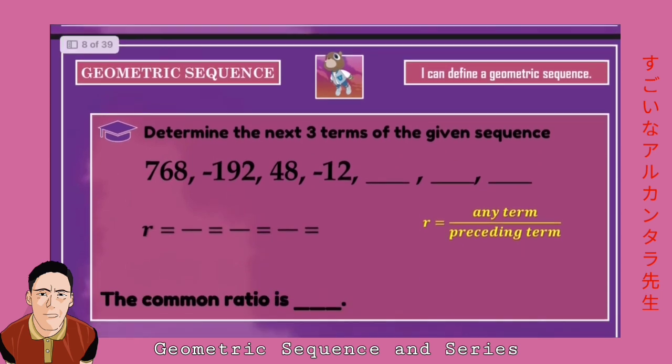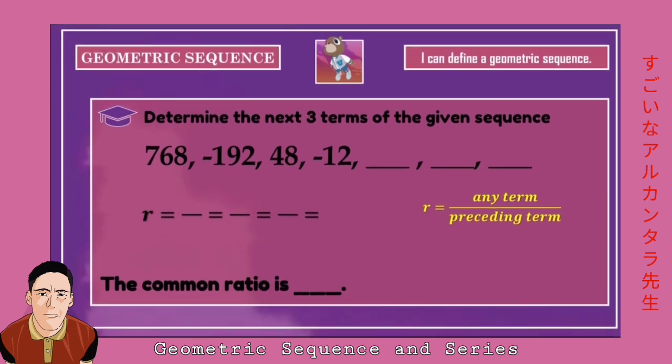Okay, let's have another one right here. We have 768, negative 192, 48, negative 12. So let's have negative 192 divided by 768. 48 divided by negative 192. Negative 12 divided by 48. As you can notice again, comparing the numerator to the denominator, the absolute value, the bigger one is the one in the denominator. So we're going to have a fraction here. This one is going to be negative 1 over 4. And again, you can write this as negative 1/4. It's still the same. Okay?